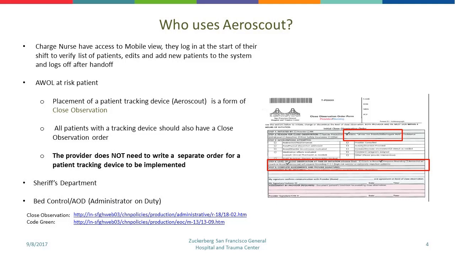Patients that are AWOL at risk. Placement of a patient tracking device, AreaScout, is a form of close observation. All patients with a tracking device should also have a close observation order. The provider does not need to write a separate order for the patient tracking device to be implemented. Sheriff's Department also uses AreaScout, as well as bed control and the AOD.